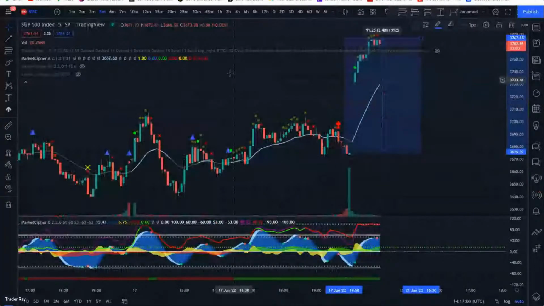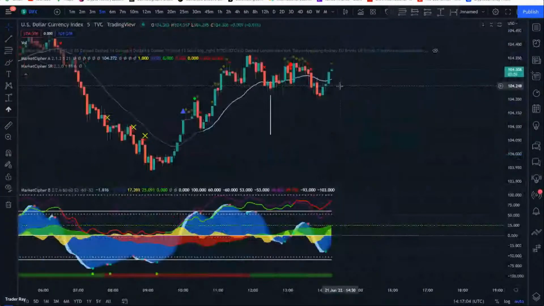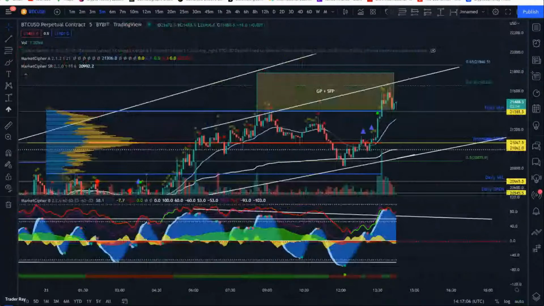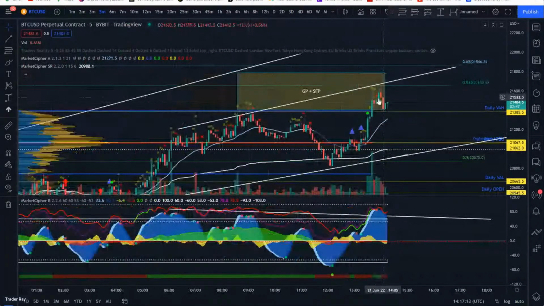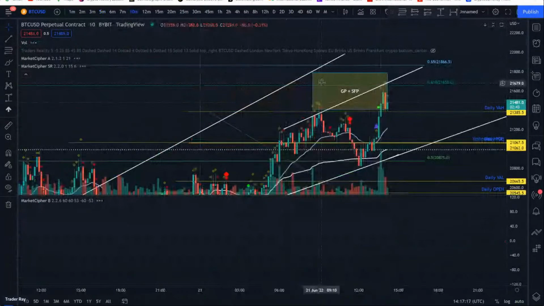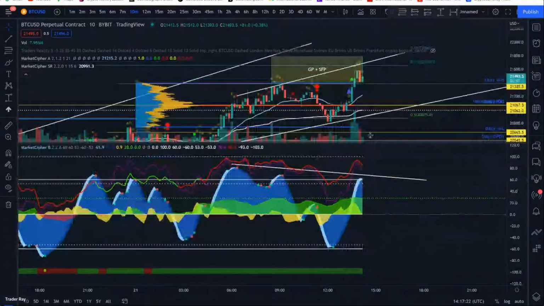S&P going sideways in the last few 5 minute candles. Dollar index popping up a little bit in the last few 5 minute candles. I think we could say that BTC is fighting, going sideways in the last 5 minute candles. Let's look at the 10 minutes. Do we already have a bearish divergence on the 10 minutes? Not a green dot yet, but it looks like we might make one.